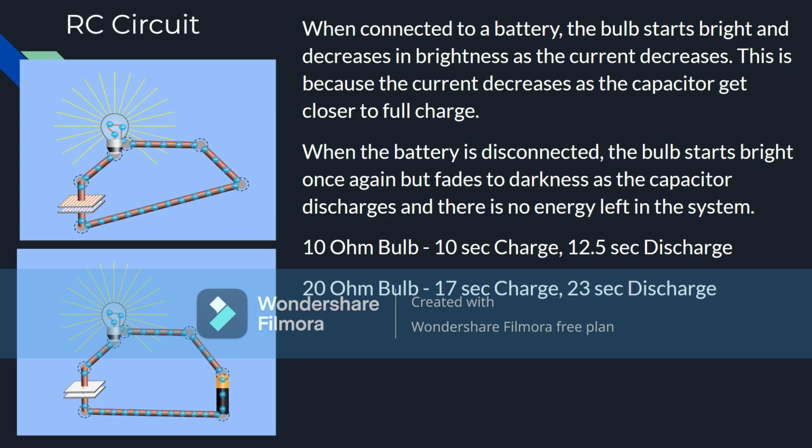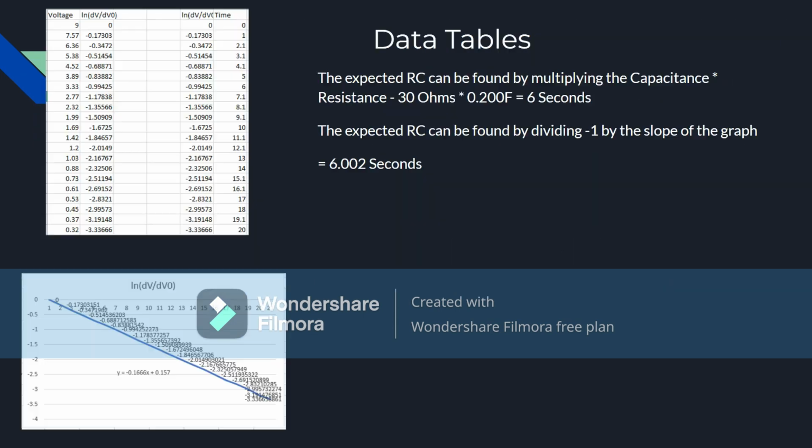For the 10 ohm bulb, it took 10 seconds to charge and 12.5 seconds to discharge. For the 20 ohm bulb, it took 17 seconds to charge and 23 seconds to discharge.